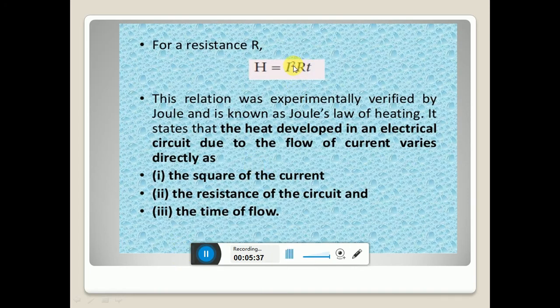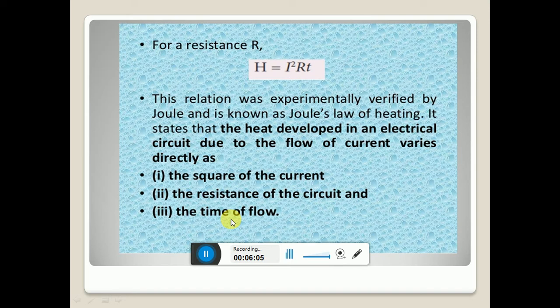So if I apply Ohm's law, V equals IR in place of V, that becomes H is equal to I square RT. So the amount of heat generated when the current I is flowing through the conductor depends on these factors. First of all, heat liberated is directly proportional to the square of the current, directly proportional to the resistance of the circuit, and the time of flow.